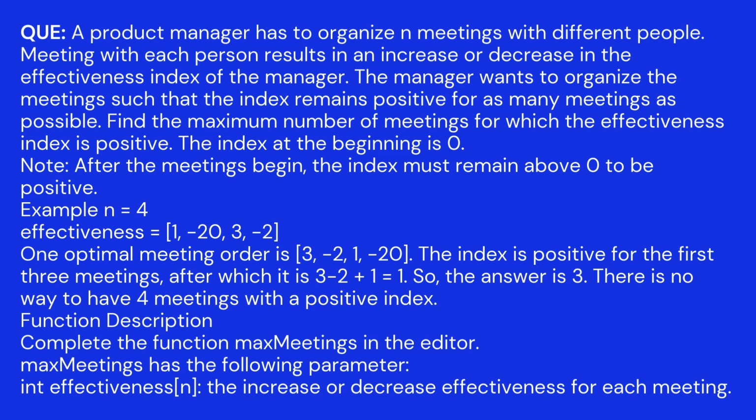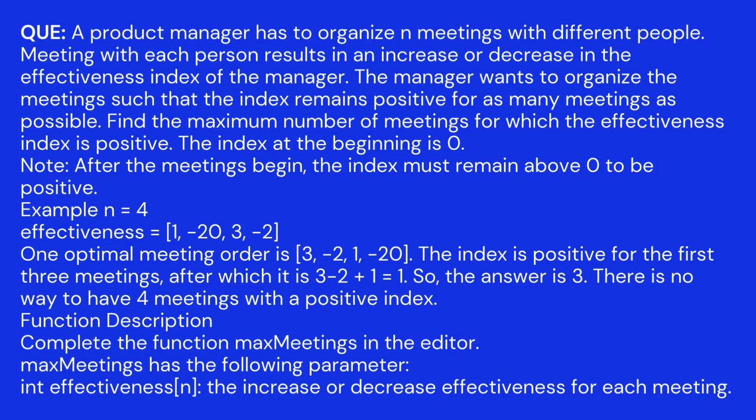Question. A product manager has to organize n meetings with different people. Meeting with each person results in an increase or decrease in the effectiveness index of the manager. The manager wants to organize the meetings such that the index remains positive for as many meetings as possible. Find the maximum number of meetings for which the effectiveness index is positive. The index at the beginning is 0. Note: after the meetings begin, the index must remain above 0 to be positive.